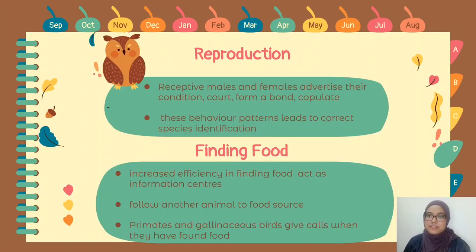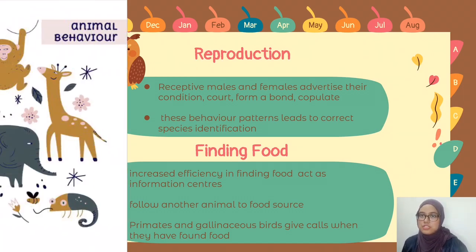Next function is reproduction. Male and female will advertise their conditions for forming bonds and also copulating. This behavior pattern will lead to correct species identification. And lastly, the function of communication is finding food. This will increase the efficiency of finding food, as animals act as information centers. They will follow other animals to the food source.